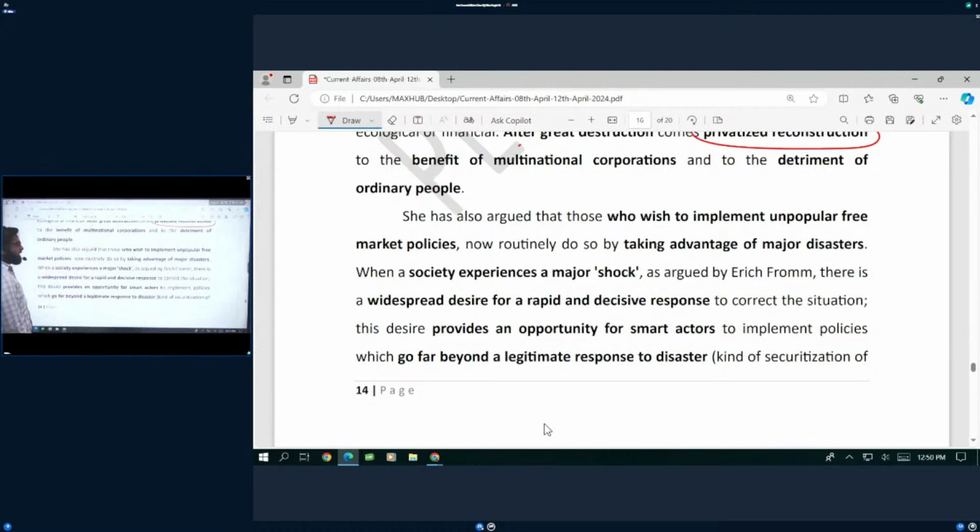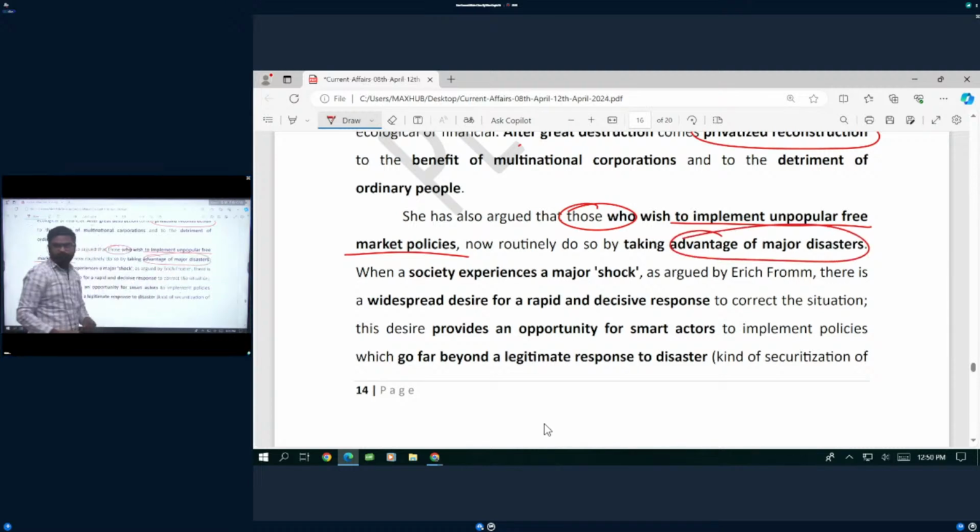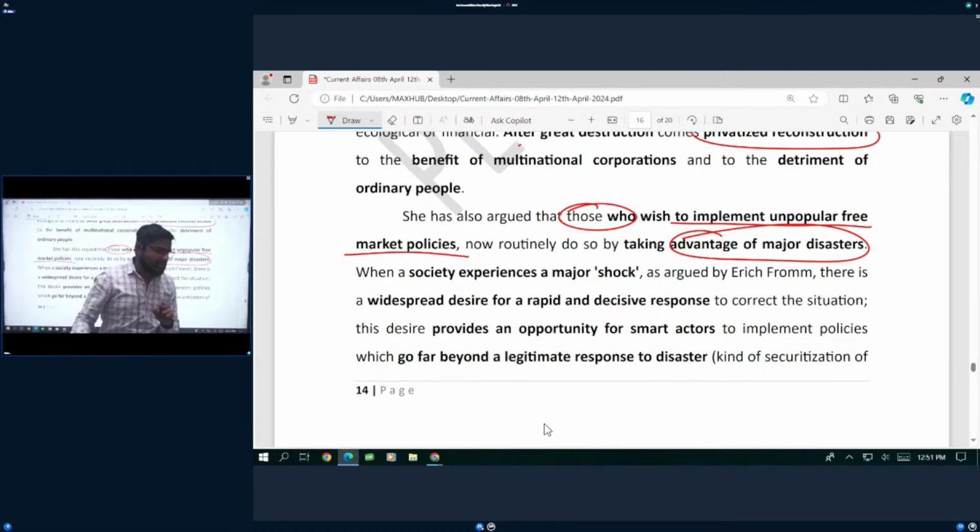What she argues is, what are we witnessing today? Those who want to implement unpopular free market policies, like I want to privatize banks, it's unpopular. मैं करूंगा तो आप बुरा मानोगे. तो उस केस में वो क्या करते हैं? They take advantage of what the governments around the world are doing. They wait for a disaster. जैसे कोरोना. कोरोना में लॉकडाउन लगाया. You cannot protest. मैंने लॉ बदल दिया. Same thing happened here. This amendment was brought in 2020, जब पूरा देश लॉकडाउन में था.